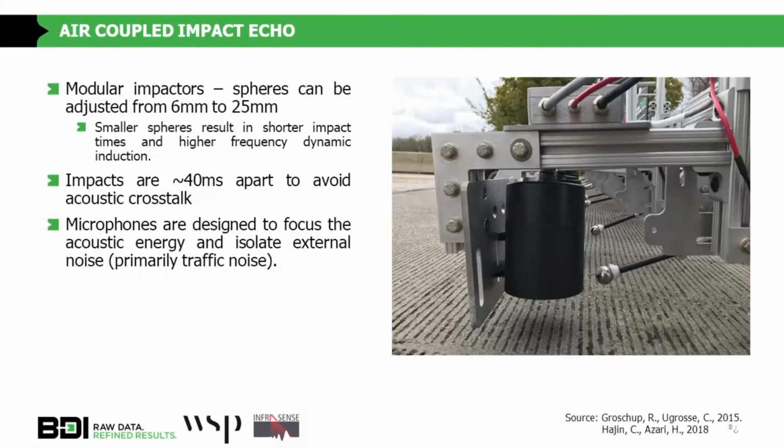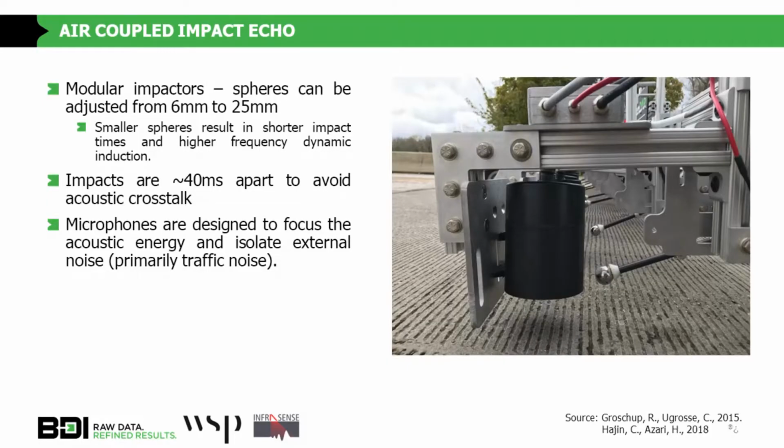So essentially what we have there are modular impactors. They're spaced a foot apart. They're going at 2 hertz, and the impacts are made about 40 milliseconds apart from each other. So essentially we're not getting any acoustical crosstalk between channels. The impactors themselves are modular, so we can range anywhere from 6 millimeters to 25 millimeters, allowing us to get different dynamic induction into the deck. So if we want to look at a deeper deck, we have the ability to do that.